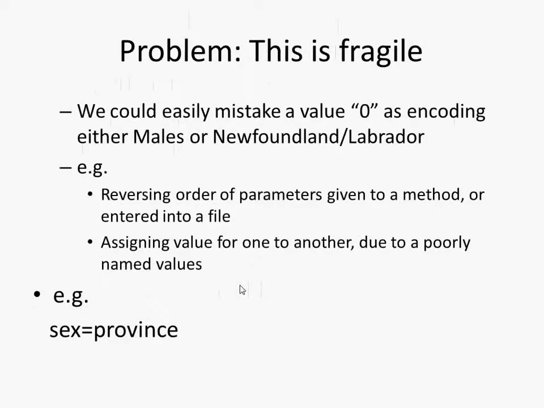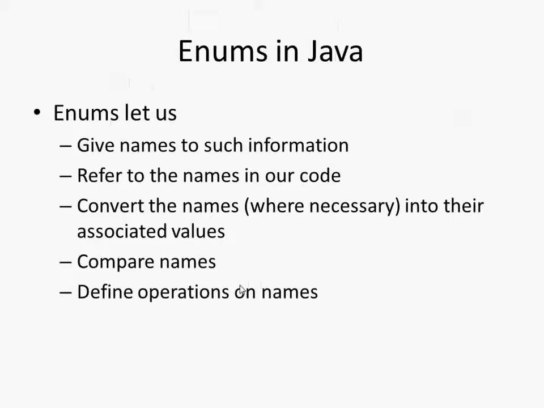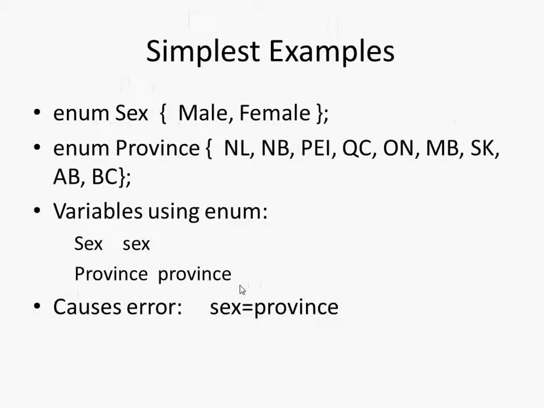So we make use of what are called enumerations, enums. And this is really useful. It can spot problems. Enums in Java let us give names to information, refer to the names in our code, like PIAC, like network connection file, convert the names into associated values, compare names, and define, in fact, operations on names. So we could have enum sex, male, female, enum province, these sort of things.